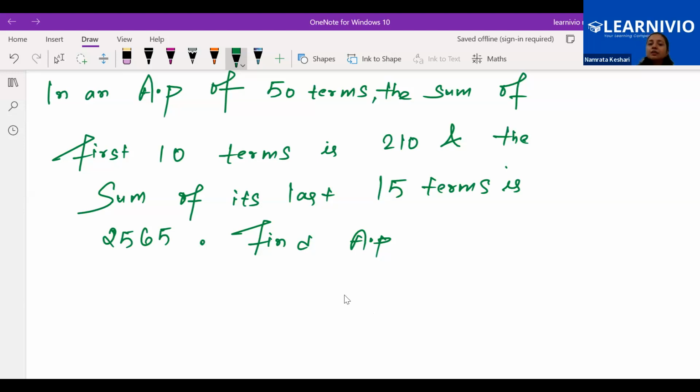See, in our AP, total 50 terms we are having. Total, how many terms? First term, second term, third term, fourth term, fifth term. Total 50 terms are there. Okay. Sum of first 10 terms.